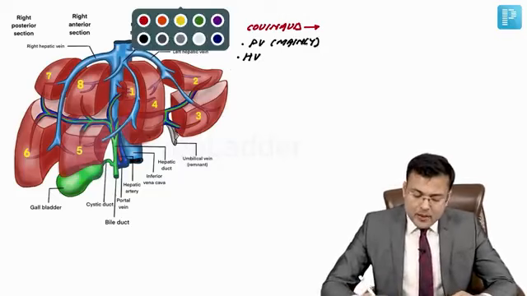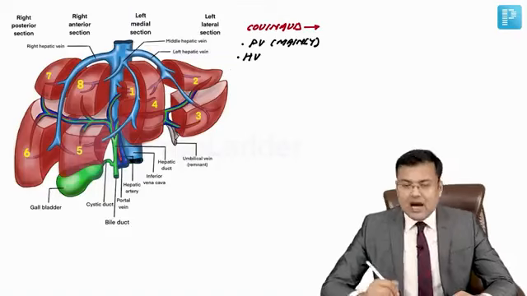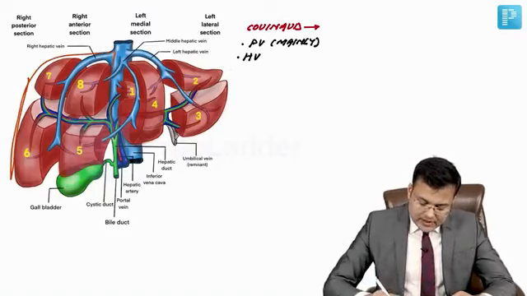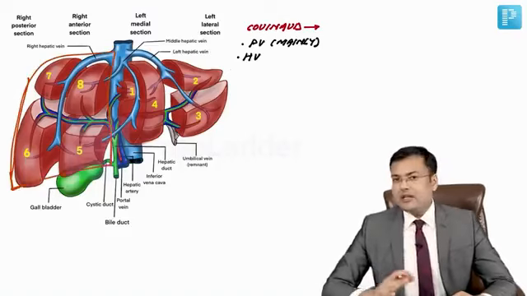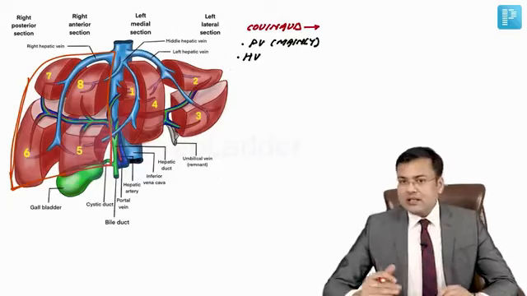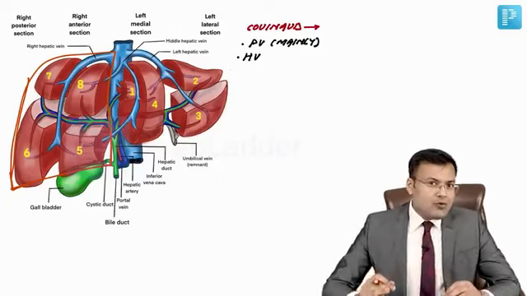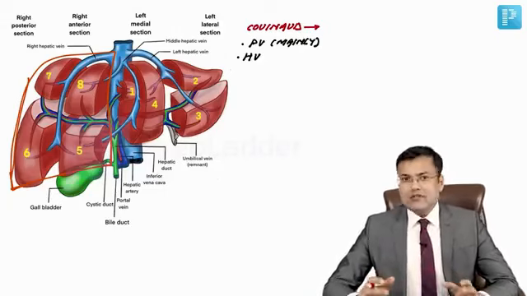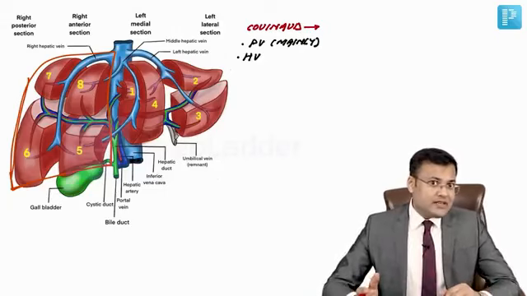So these are the 8 segments. Here you can see what are the segments which are located in the right lobe. So here you can see segment 5, 6, 7, 8. These are located in the right lobe. Indirectly this question is asked in surgery: if I am going for right hemihepatectomy, what are the segments of liver which are removed? So it is 5, 6, 7, 8.